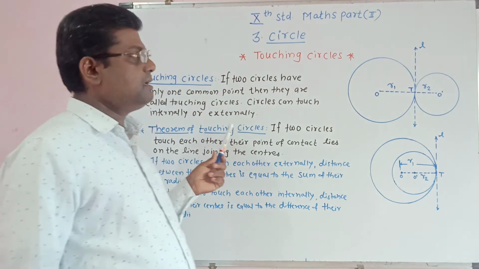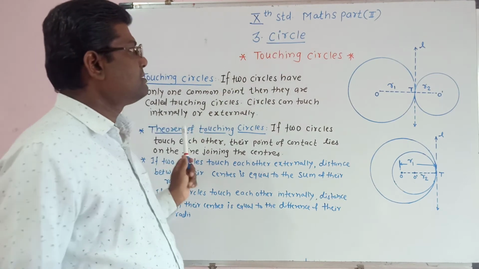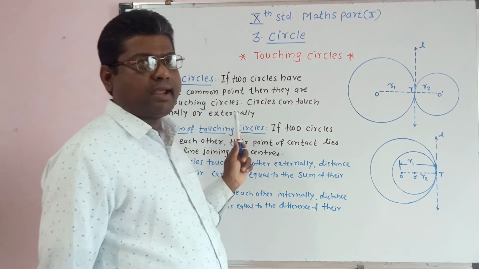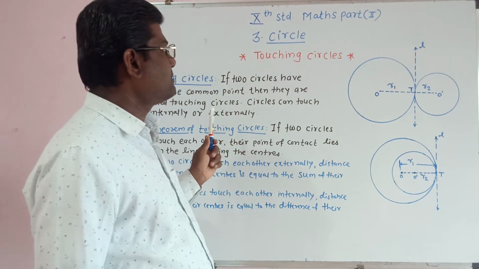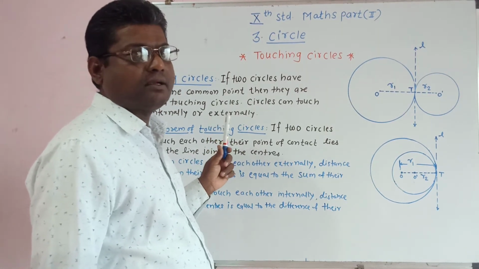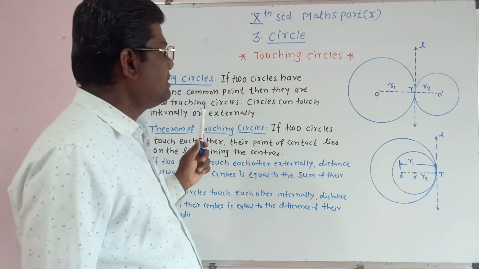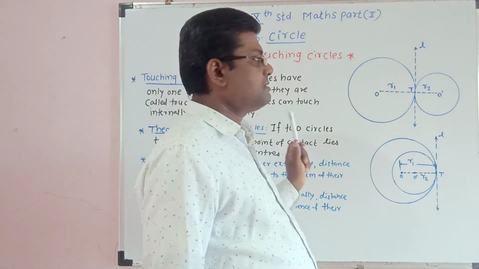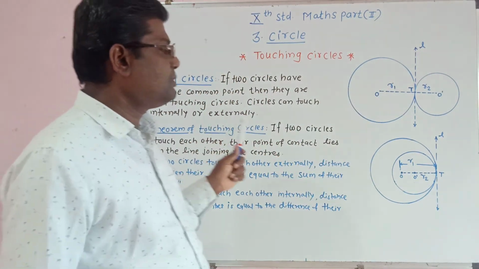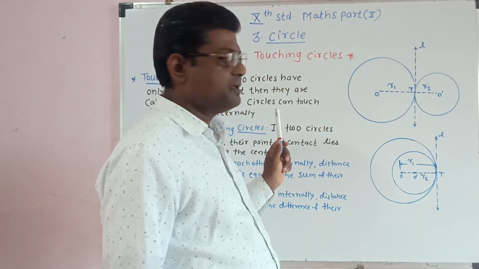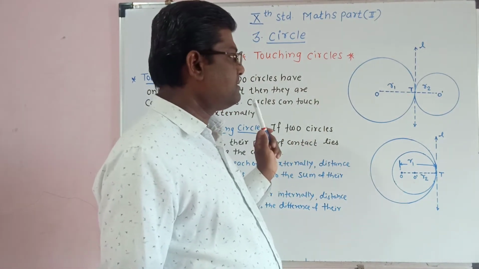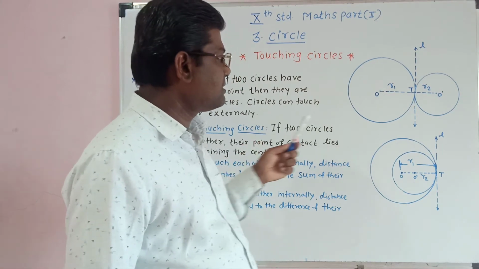Chapter number 3, Maths part 2, Circle, and today we are going to study touching circles and practice set 3.2. Now what is meant by touching circles? If two circles have only one common point, then those circles are called touching circles.